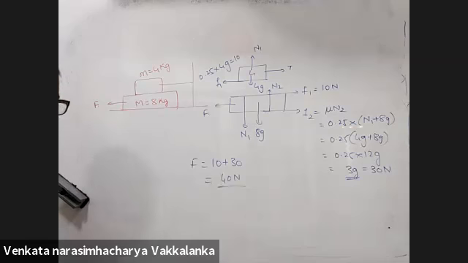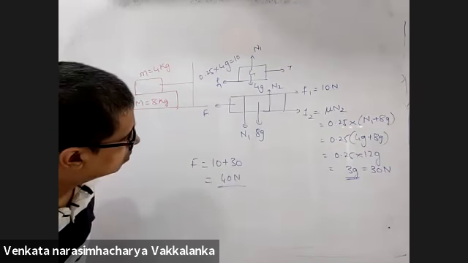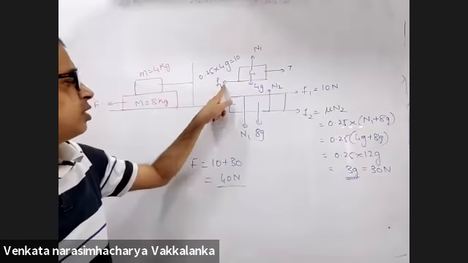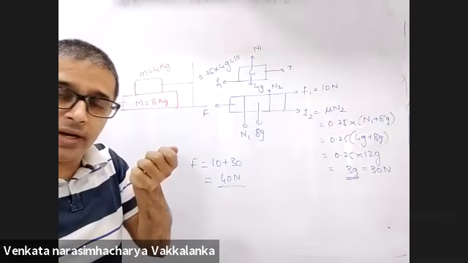Sir, can you explain that part, the upper block? Why is the friction up? Action, reaction. On this, why is friction in the backward direction? You are pulling the block.